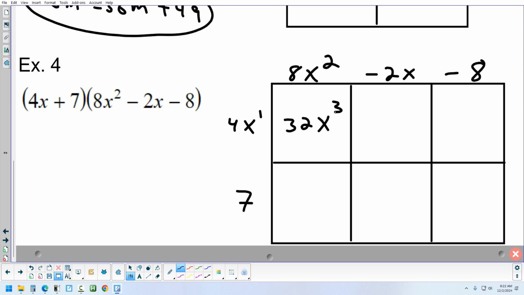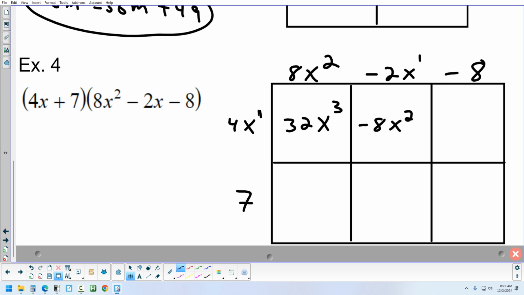How about Darwin? Did you get that one? Negative 8x squared. Say it again. Negative 8x squared. Yeah, perfect. Negative 8x squared. Yep. 4 times negative 2 is negative 8. That's a 1. That's a 1. Add them up, you get a 2.